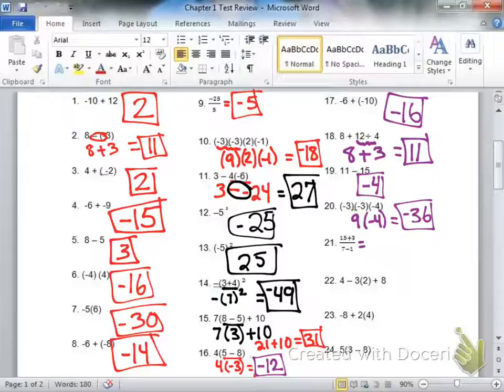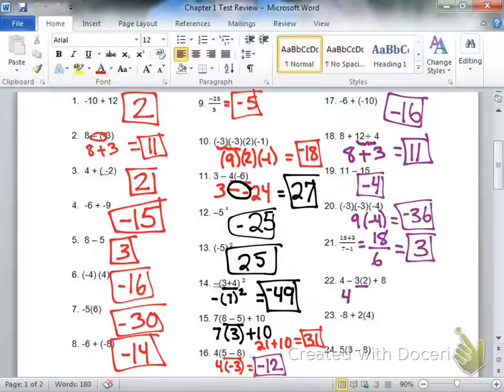Okay, what is 15 plus 3? 18. So we have an 18 on the top. Remember, you have to simplify the whole top, then the whole bottom. What do you get on the bottom? And then what is 18 divided by 6? 3. All right, 22. We have to do the multiplication first.